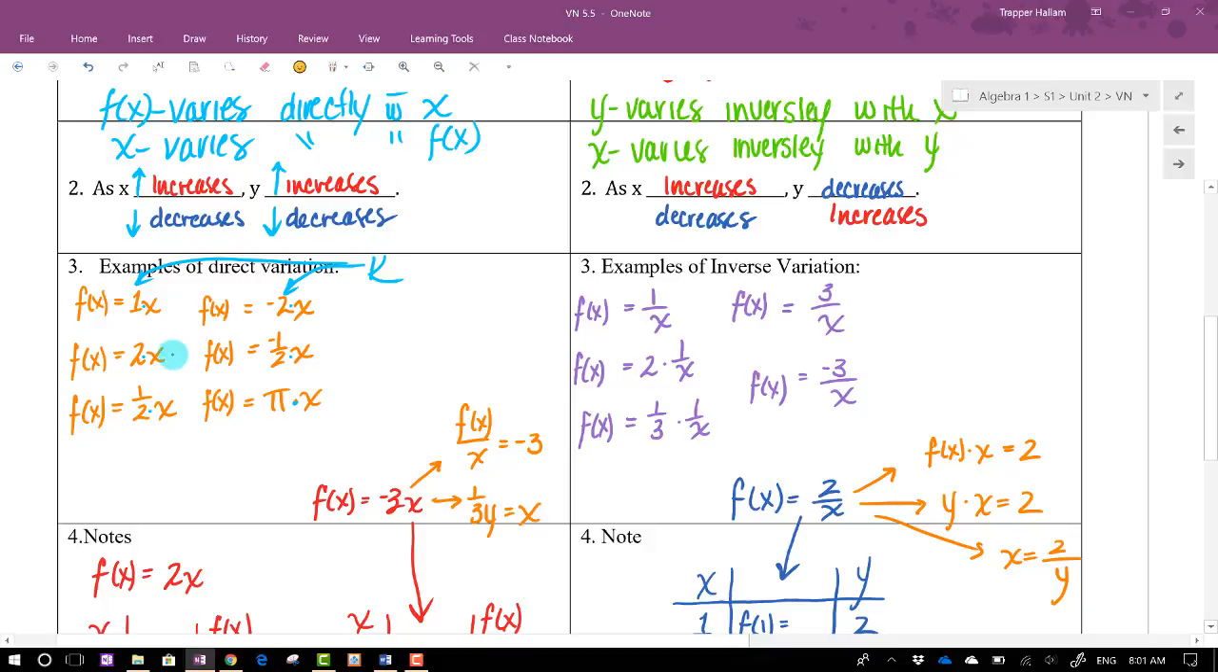Notice there's nothing added or subtracted to the back side of these. It's quite literally a constant, an input, and an output. Not much more than that.